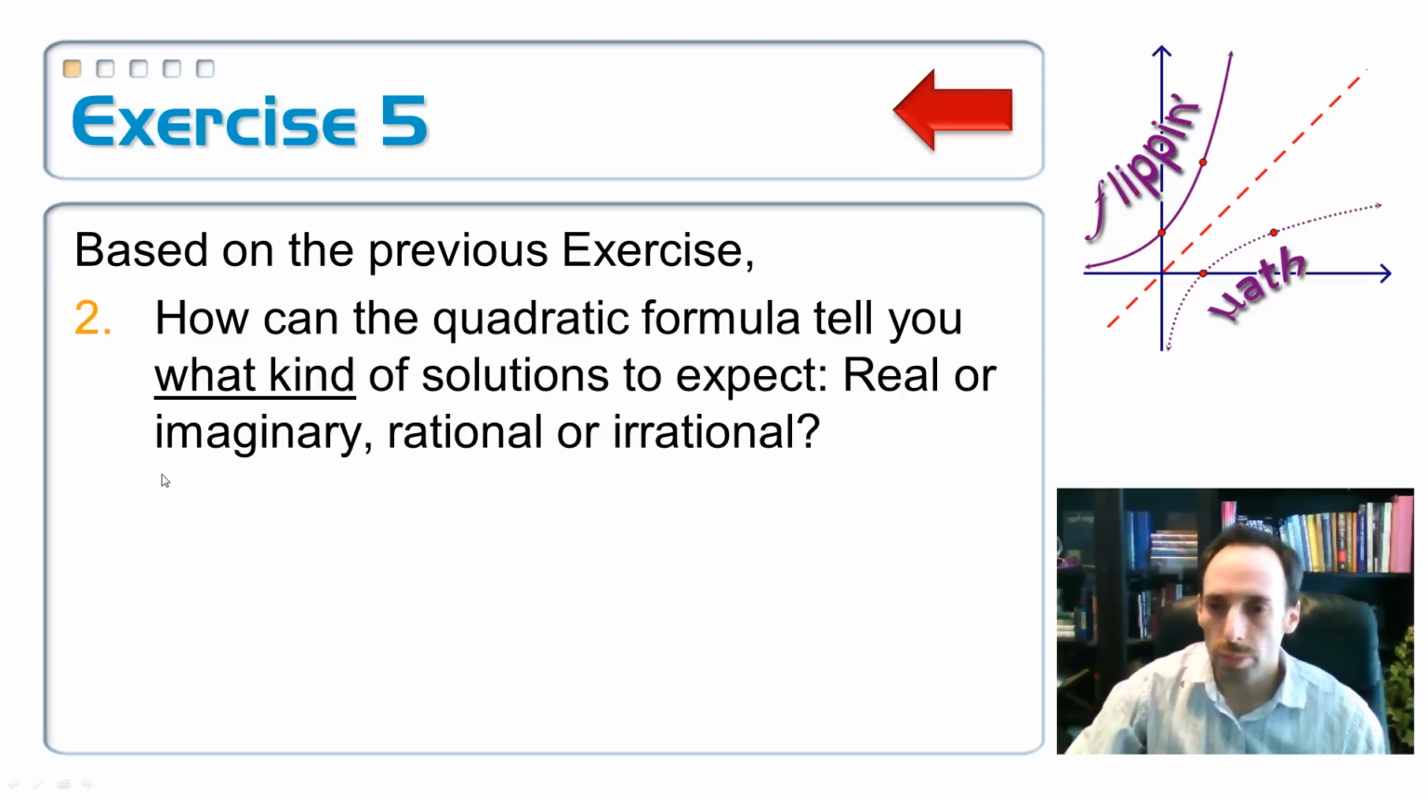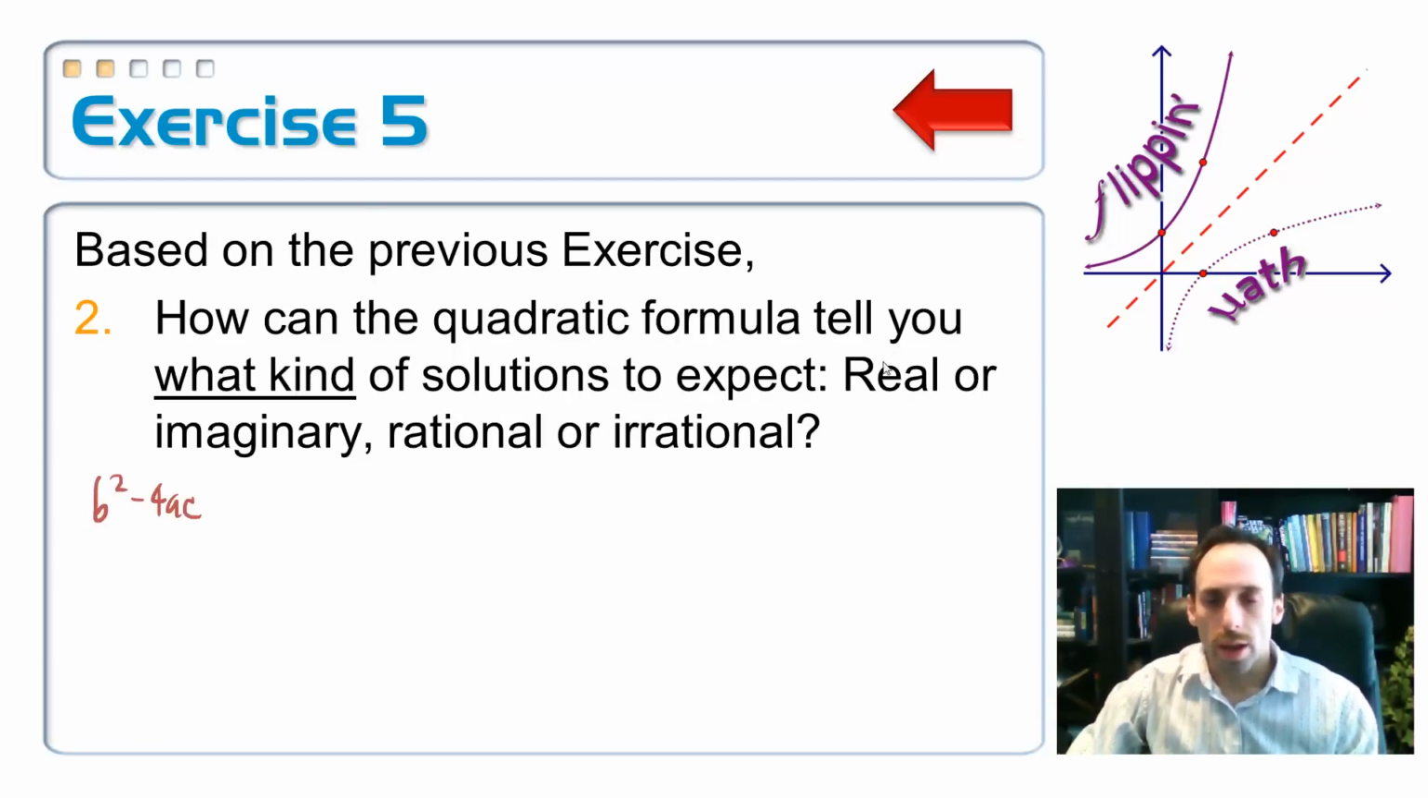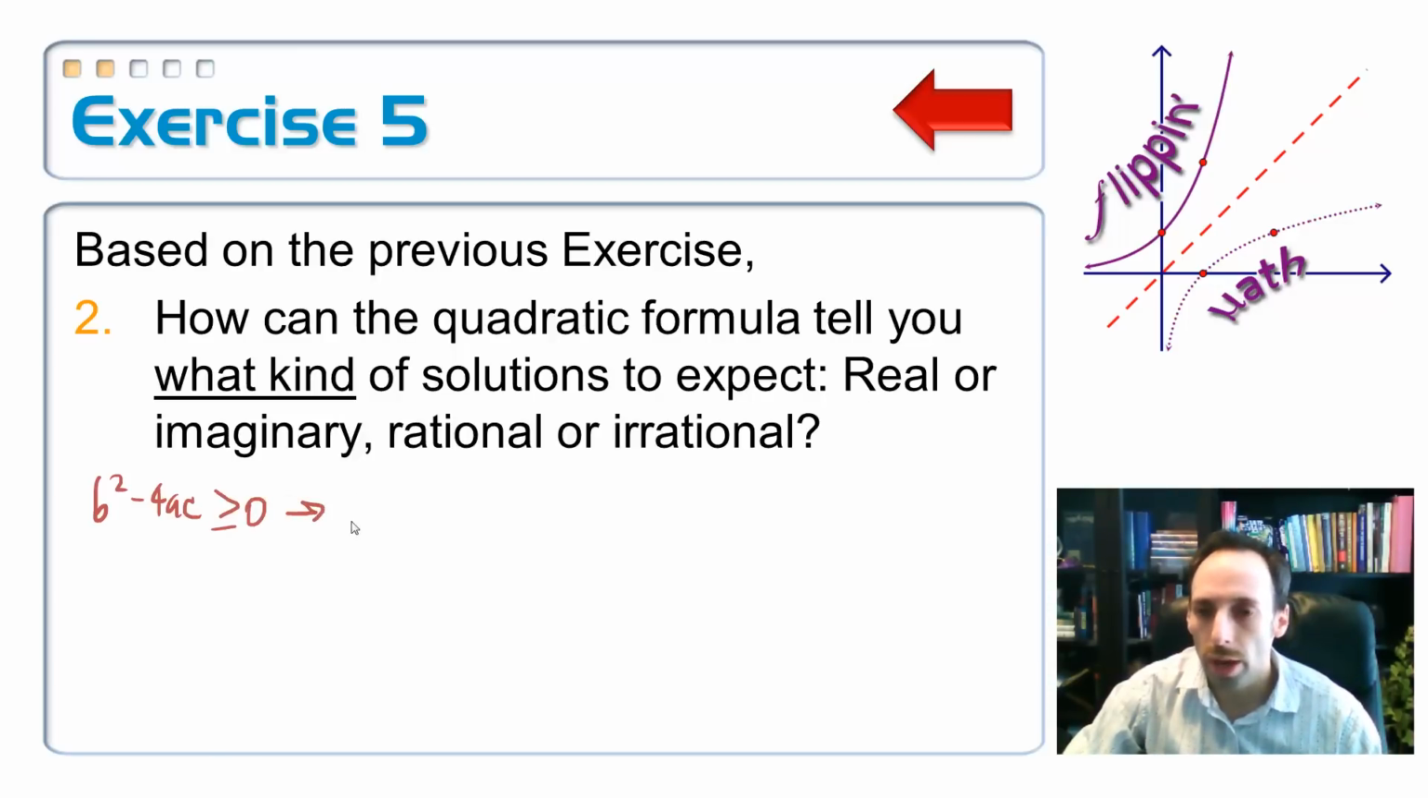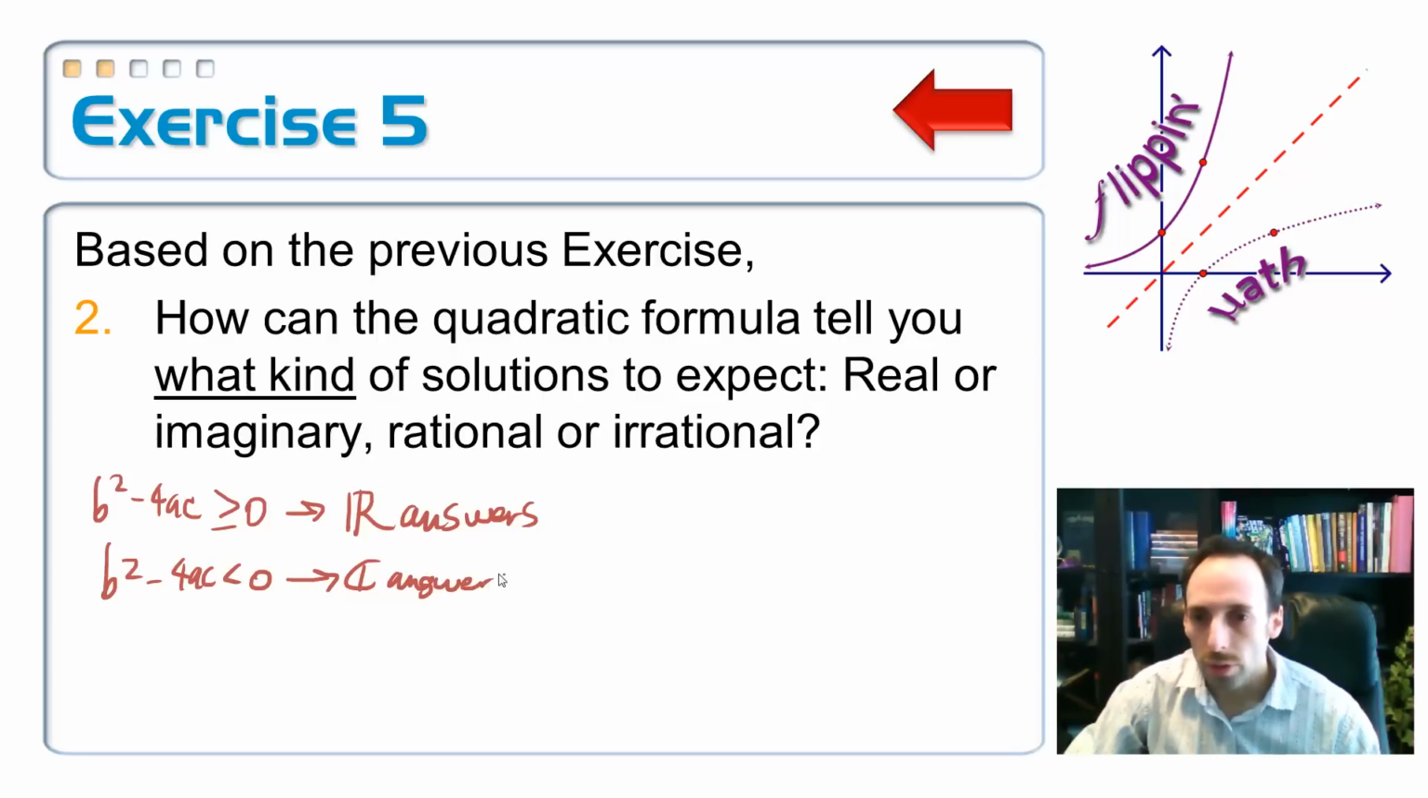Alright, so writing this up, again, it's dependent upon this b squared minus 4ac. How do I know if I'm going to have real or imaginary numbers? If this thing is greater than or equal to 0, this means I'm going to have real answers. Now, if it is less than 0, b squared minus 4ac is less than 0, this means I'm going to have imaginary answers.